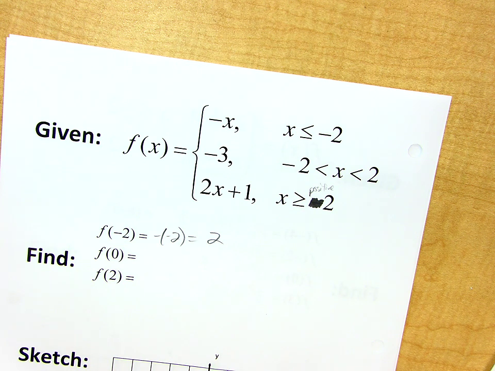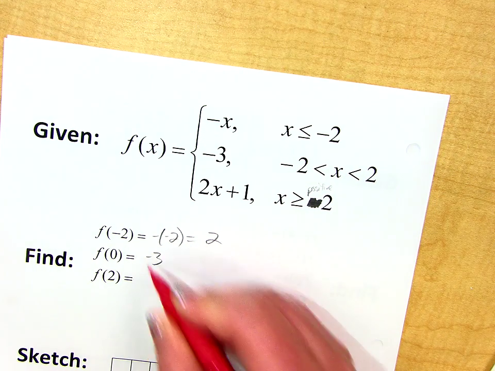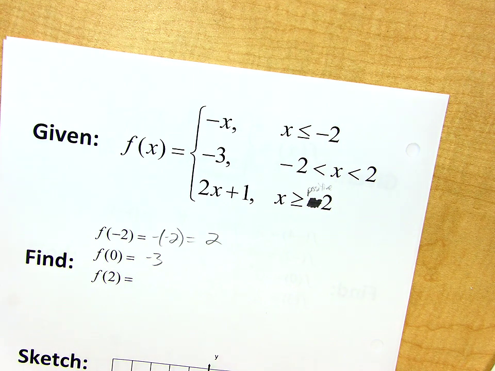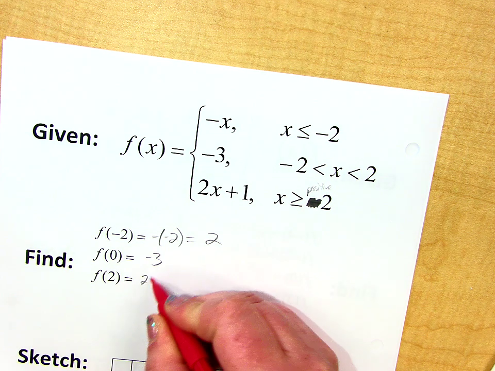f of 0. Where does that plug in? In the middle. So this is just a constant, right? That just means my answer is just going to be -3. And then if I plug in +2, now that we fixed it, that's going to go into the bottom one, and that answer would be 5.